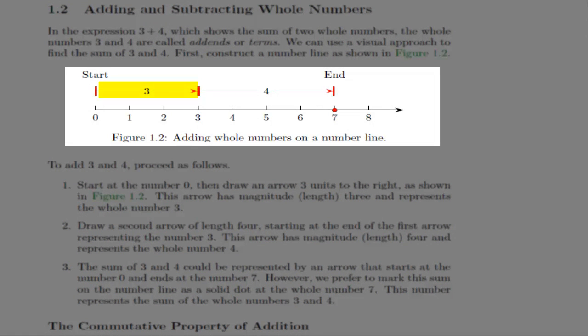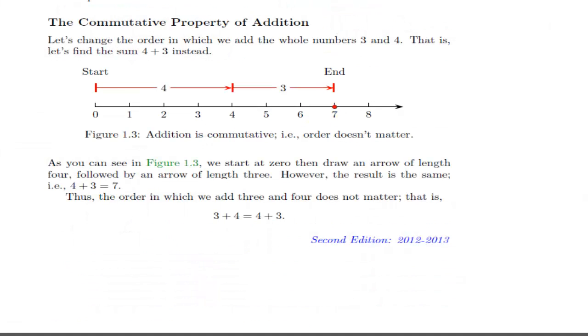This arrow has magnitude, or length, 3 and represents the whole number 3. Draw a second arrow of length 4, starting at the end of the first arrow. This arrow has magnitude, or length, 4 and represents the whole number 4. The sum of 3 and 4 could be represented by an arrow that starts at the number 0 and ends at the number 7. However, we prefer to mark this sum on the number line as a solid dot at the whole number 7.